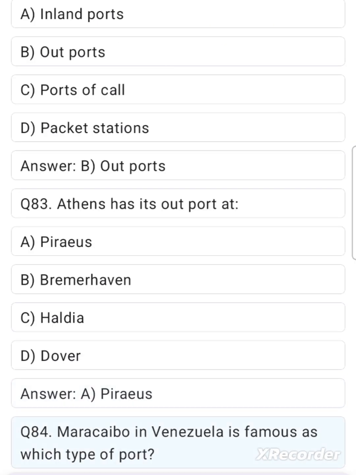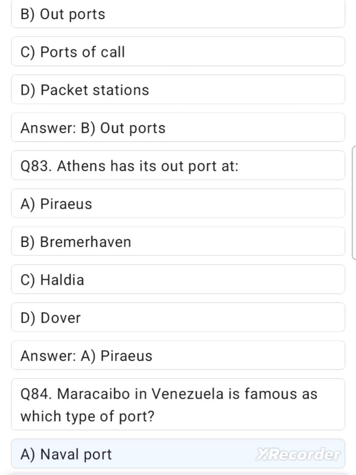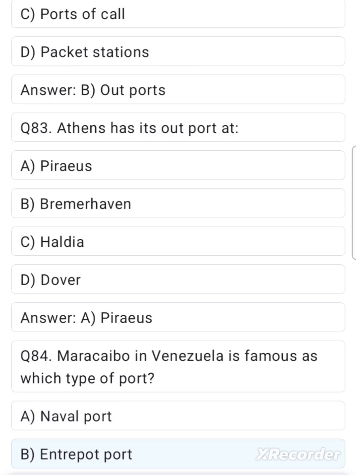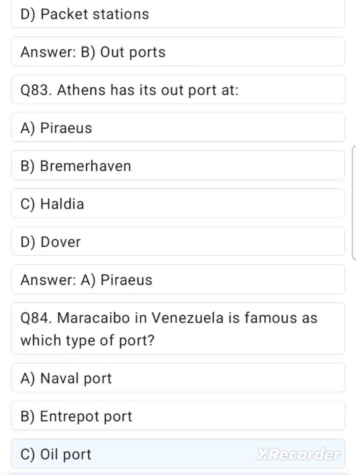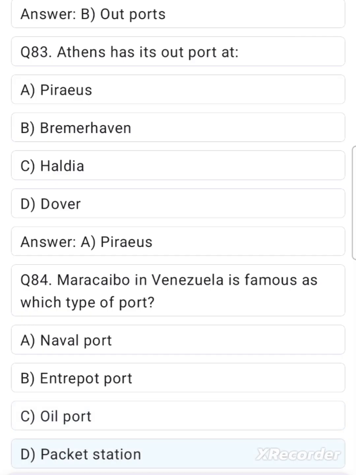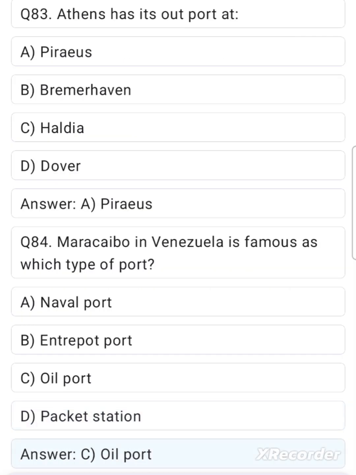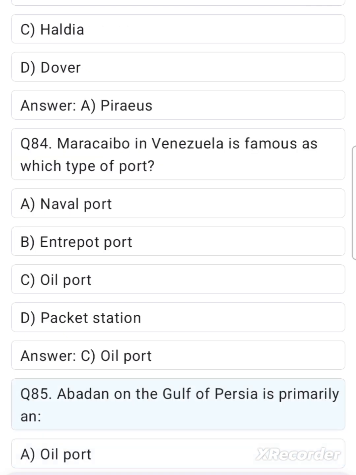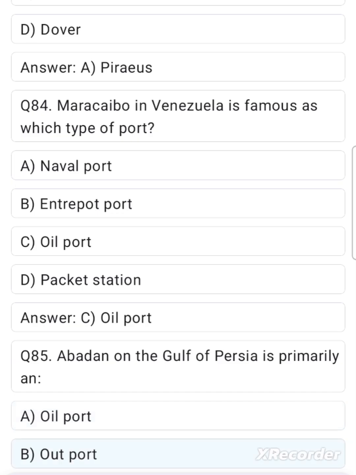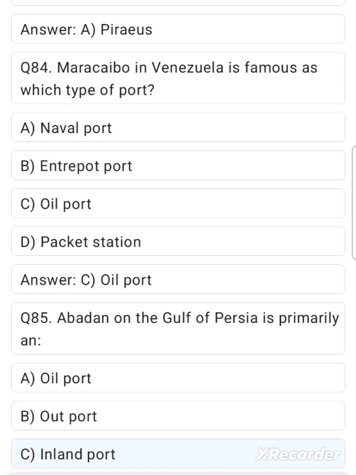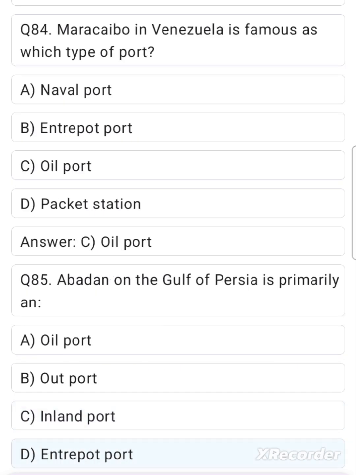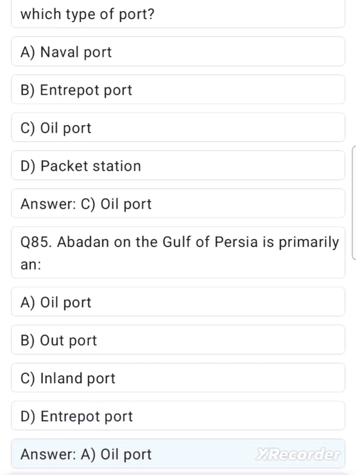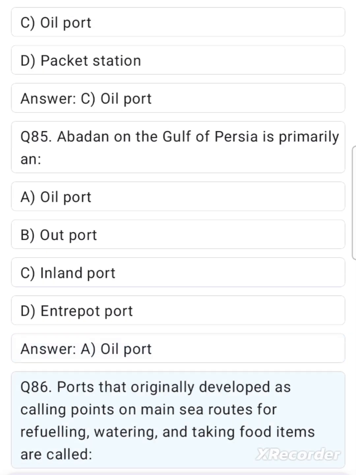Q84. Maracaibo in Venezuela is famous as which type of port? A. Naval port. B. Entrepot port. C. Oil port. D. Packet station. Answer: C. Oil port. Q85. Abadan on the Gulf of Persia is primarily an: A. Oil port. B. Outport. C. Inland port. D. Entrepot port. Answer: A. Oil port.